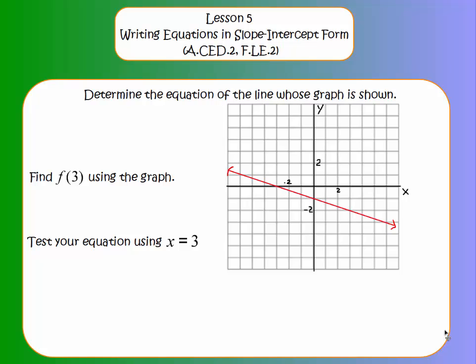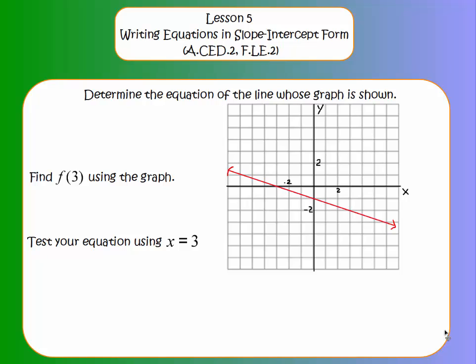All right, let's take a look here at lesson 5, writing equations in slope-intercept form. So what we're going to be doing is looking at graphs and different things and trying to write the actual equation that goes with that line. So first things first, let's determine the equation of the line whose graph is shown here.